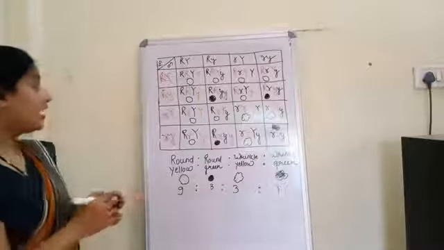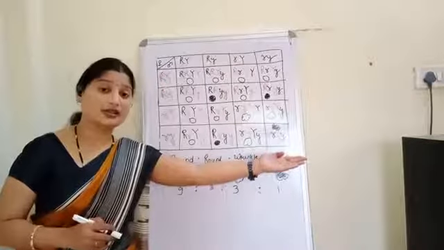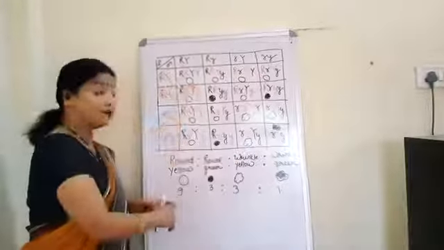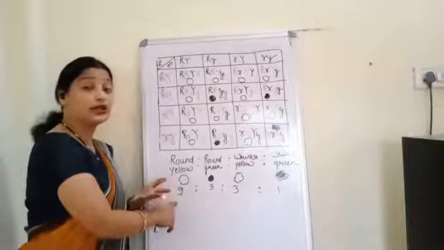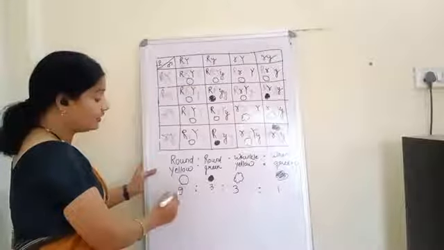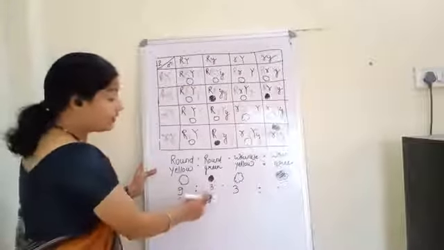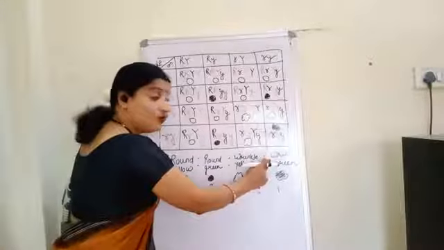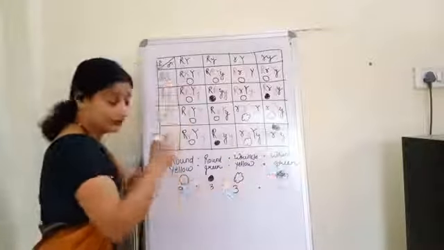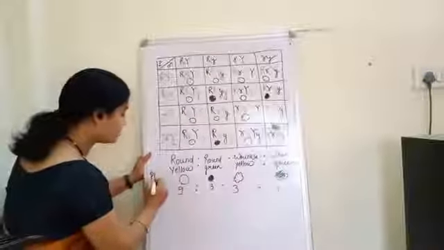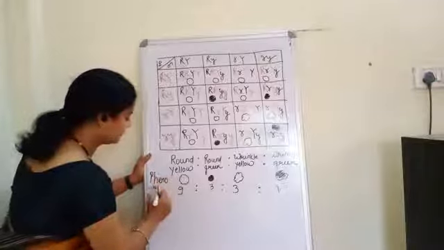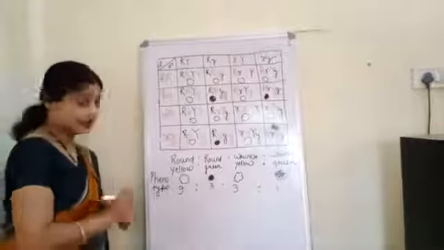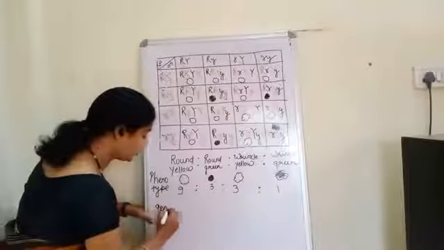See, out of these 16 results, we have seen that 9 seeds were round and yellow, although they are heterozygous. But the 9 were round and yellow. 3 were round and green. Again 3 were wrinkle and yellow. And 1 was wrinkle and green. So, the phenotype ratio is 9:3:3:1. Clear? And what will be the genotype ratio?